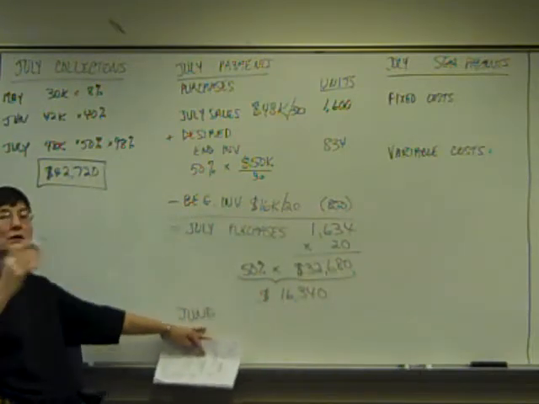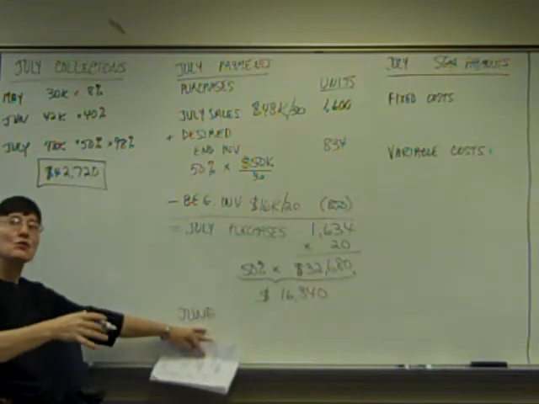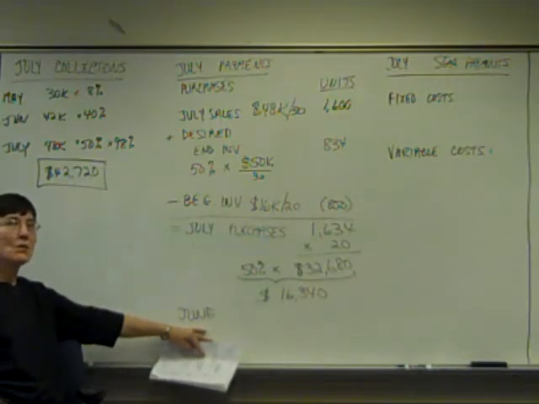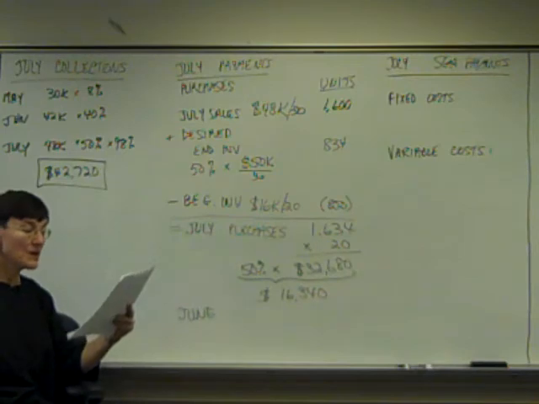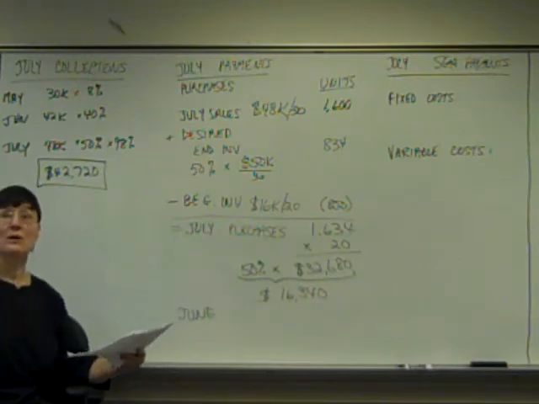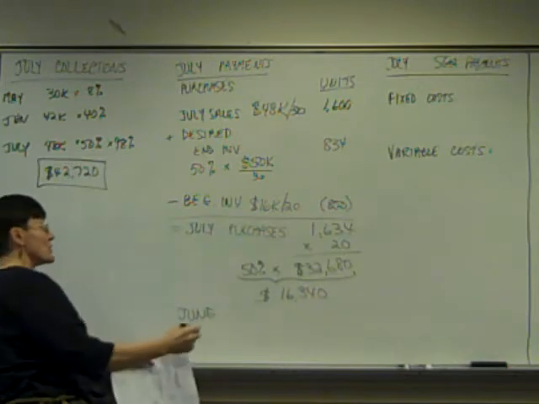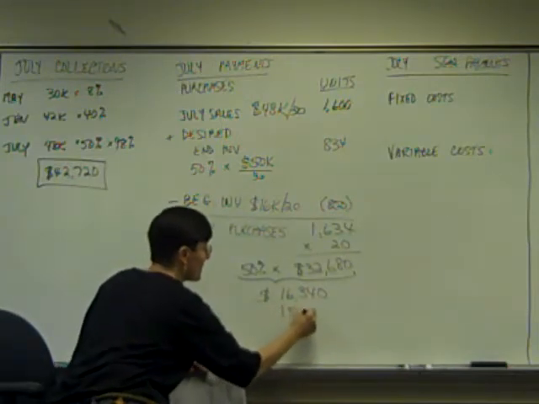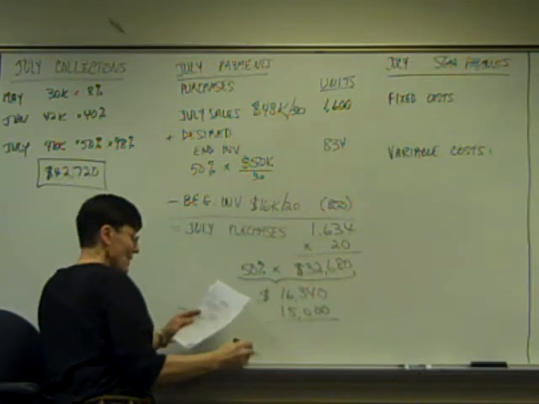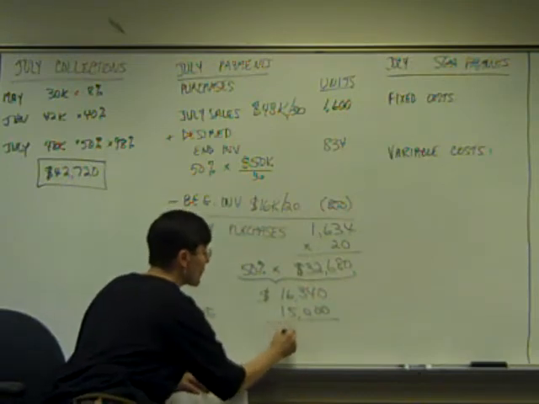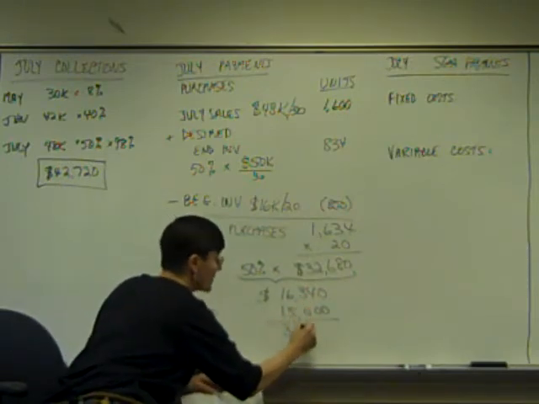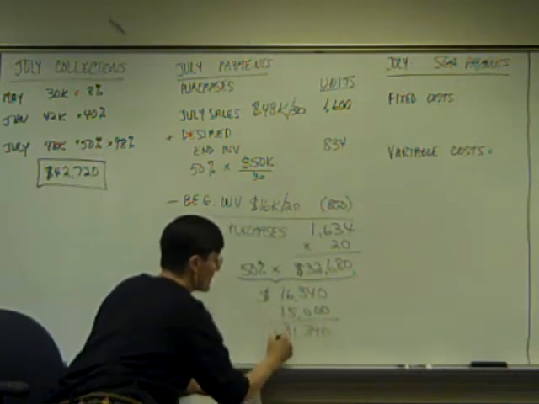And in June, we would have paid half in June, half in July. It's always lagged one month. So what would June's have been? June's would have been the accounts payable for the 50% we didn't pay for in June. So our cash payments for inventory were $31,340.